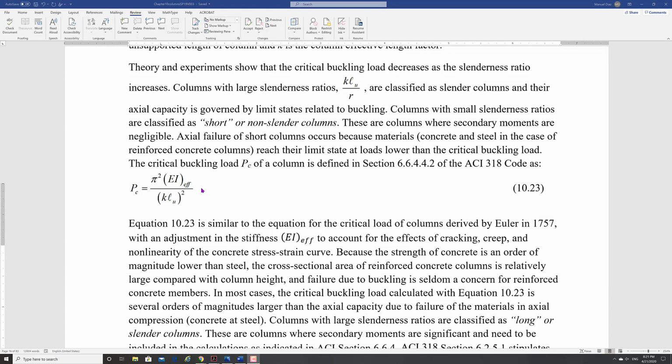The other thing is that you have to remember that the strength of the concrete is really one order of magnitude lower than steel. You would talk about 60,000 psi for steel, but we talk about 5,000 or 6,000 for the concrete.